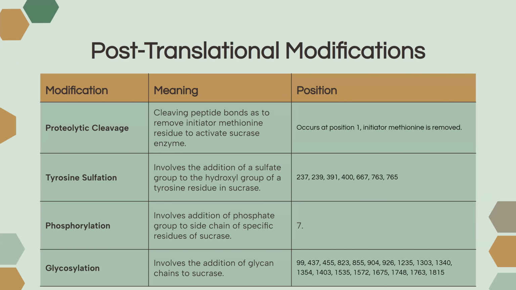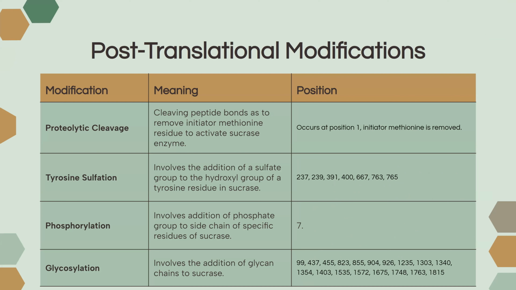All right, let's talk about post-translational modifications. Sucrase's precursor protein actually gets proteolytically cleaved when it is exposed to pancreatic proteases in the intestinal lumen. This removes the initiator methionine at position 1, which allows it to activate the sucrase enzyme.